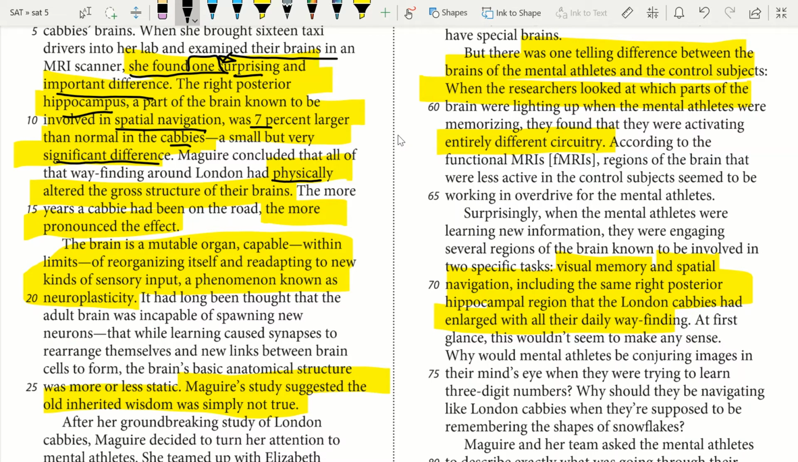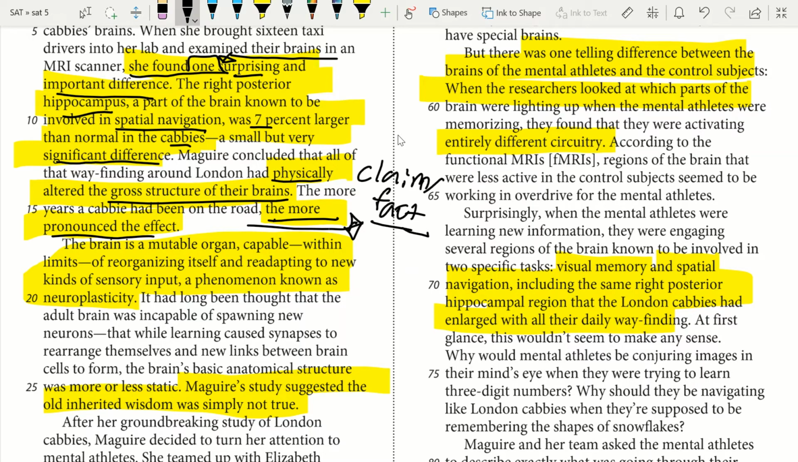Okay, we see that they physically altered the structure of their brains. That's a claim, and it's backed by evidence, so it's really a fact, claim/fact. With the science section, claims can be facts. They can be interchangeable at times. In this case, it's a claim that is a fact. And then we also read that the more years they've been on the road, the more pronounced the effect, also claim/fact. So I'm going to highlight that.